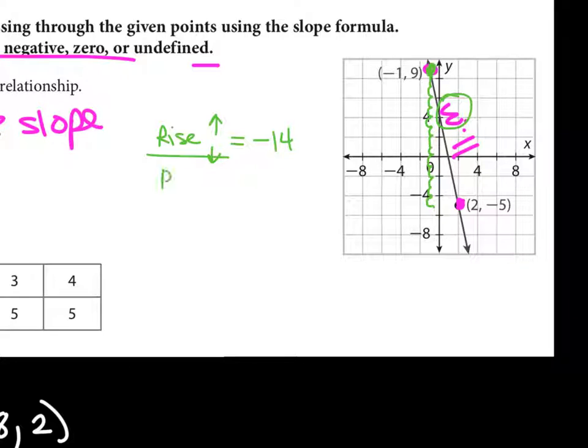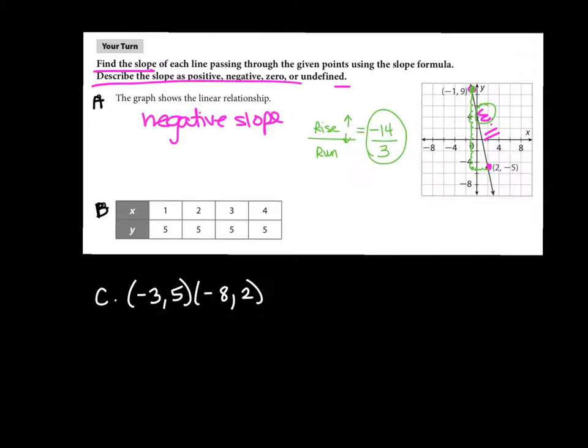And then it's over run, which means I'm going to either have to go left or right. So paying attention, this is 1, 2, 3. I went over 3, so my run is positive 3. Now, the only other thing you want to do is think about, is it possible for us to simplify that fraction? And it's not. There's nothing that goes into 14 and 3, so there is my slope there. Another way that you can check that you had that right, remember you said that it was a negative slope, so it's a good thing that we got a negative answer.